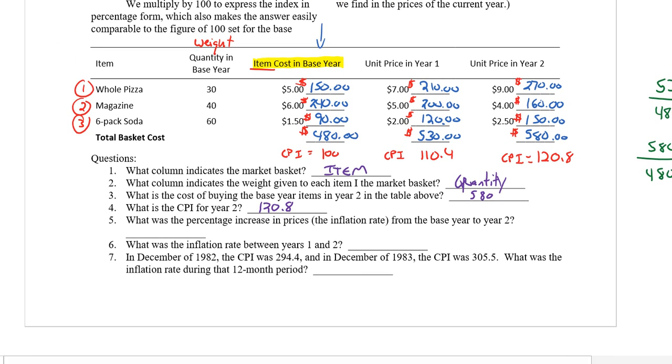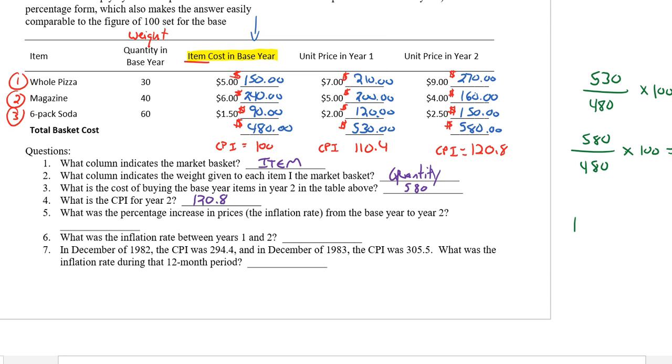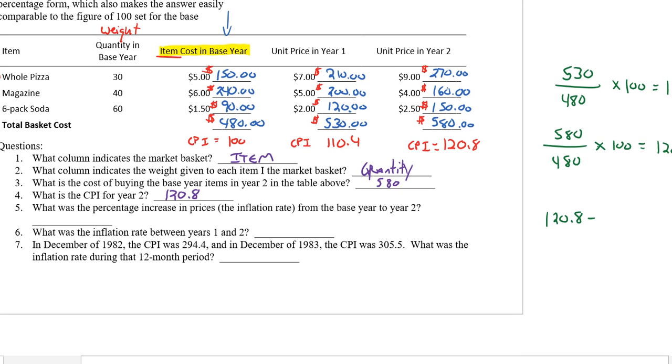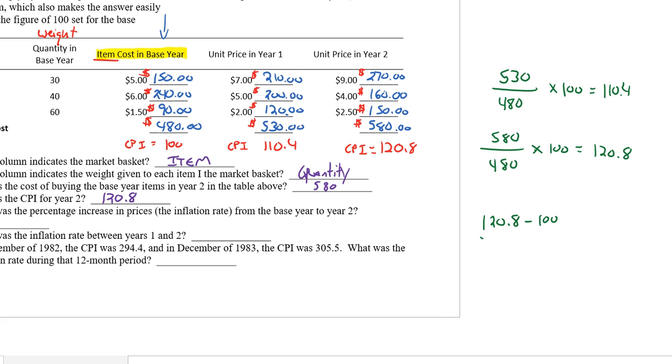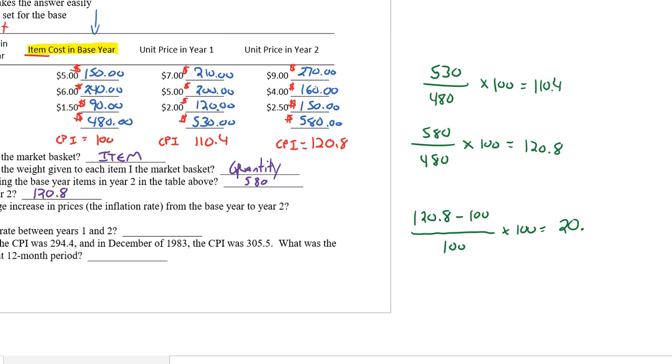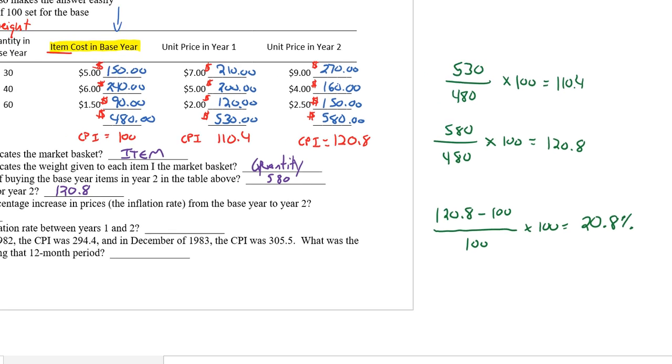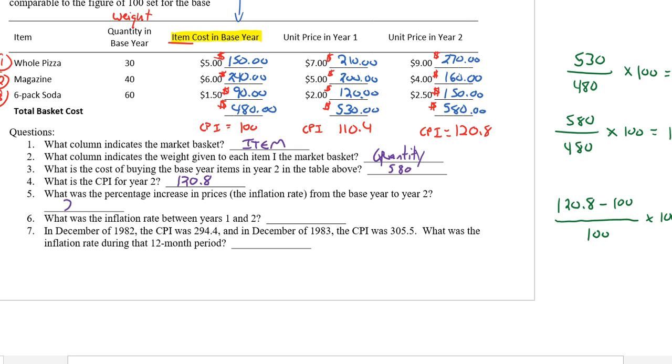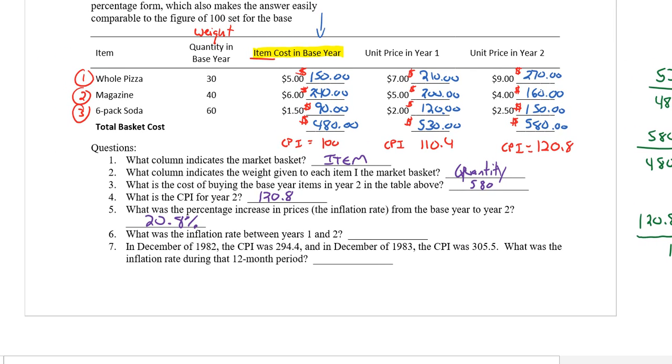So what we'll do here is we'll keep that formula in mind, and we're going to calculate from the base year to year 2. So my new CPI is going to be 120.8, and my original CPI, the old one, because I'm talking about the base year, will be 100. And then I will divide that by the old CPI, multiply that by 100, and that should get me an inflation rate of 20.8%. 20.8% should be my answer for question number 5. So that was a percent change in my CPI. So prices across the board went up 20.8% in those 2 years, from the base year up to year 2.